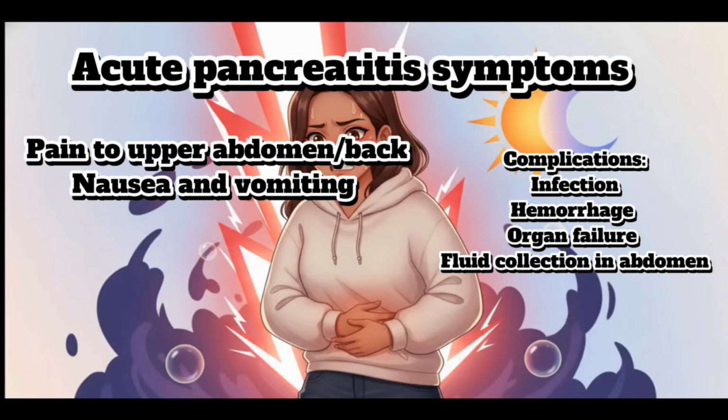For symptoms of acute pancreatitis, the main symptoms are nausea along with pain in the upper abdomen or back. These symptoms can come on suddenly and range from mild to life-threatening. Mild cases usually would resolve within about a week, while severe cases can lead to major complications like infection, hemorrhage, organ failure, or fluid collection in the abdomen.